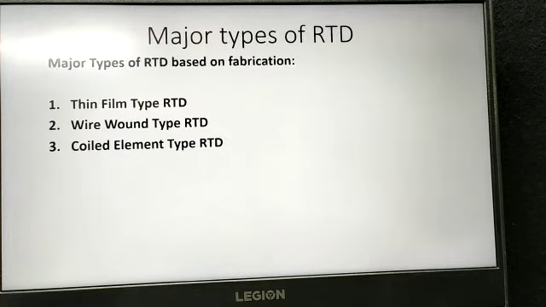The major types of RTD. This is one of the classifications of RTD based on its fabrication. There are three major classes. The first one is thin film type RTD. The second one is wire wound type RTD. The third one is coiled element type RTD.